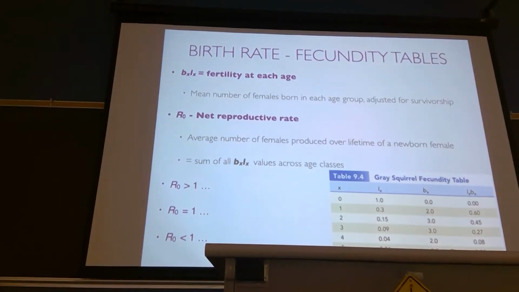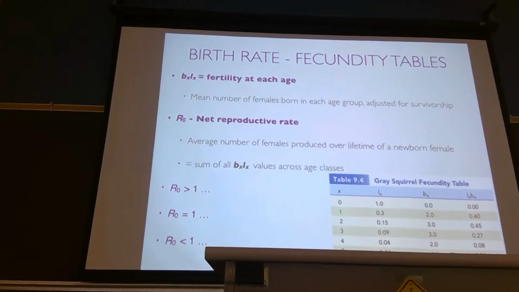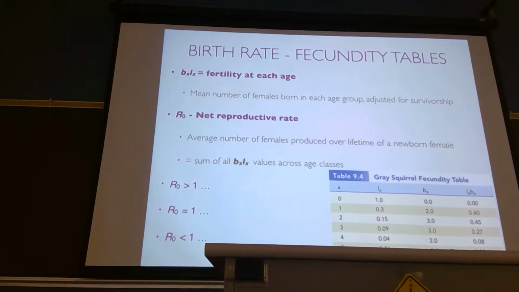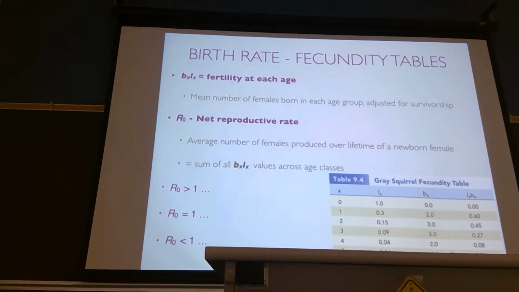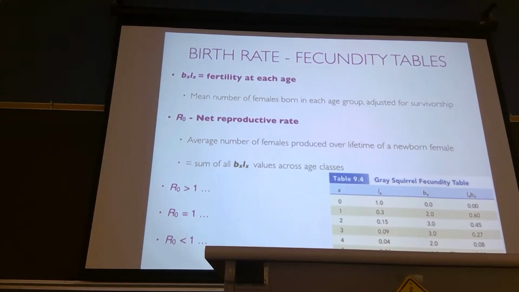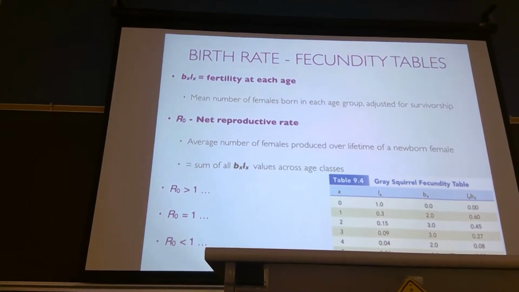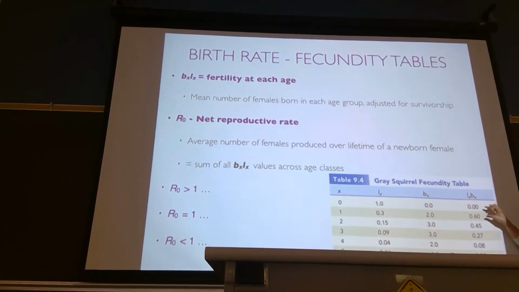Okay. So our birth rate or our fecundity then is the fertility at each age, BX LX. So we're going to take our birth rate for that age group and we're going to multiply it by survivorship for that age group. And that gives us the mean number of females born in each age group, accounting for survivorship. So we take our BX value and we multiply it by LX for that age group, and we get an idea of how many offspring are actually going to be born to females in that age category.